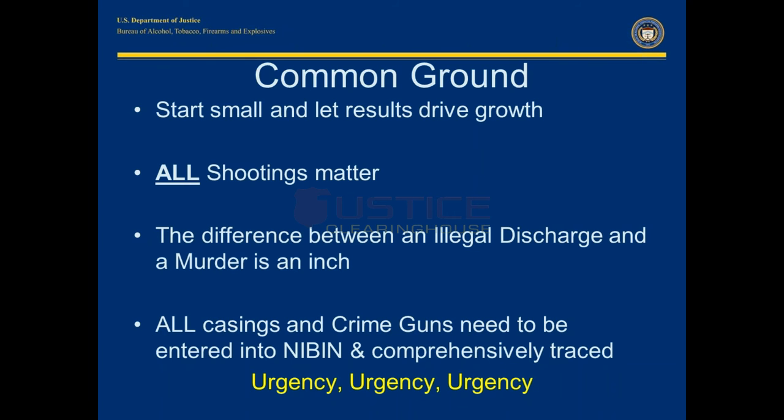And lastly, all casings and crime guns that are recovered by your agencies need to be entered into NIBIN and traced. Not just the murders, not just the high profile shootings, not just the shootings where someone is actually shot, but every single shooting event, every single crime gun, whether it's confiscated on a DUI traffic stop or confiscated from someone who's arrested on a misdemeanor warrant, every crime gun, every casing needs to be traced and entered into NIBIN.